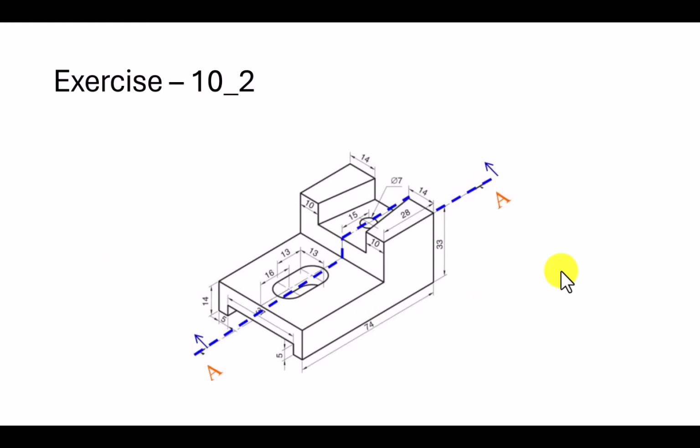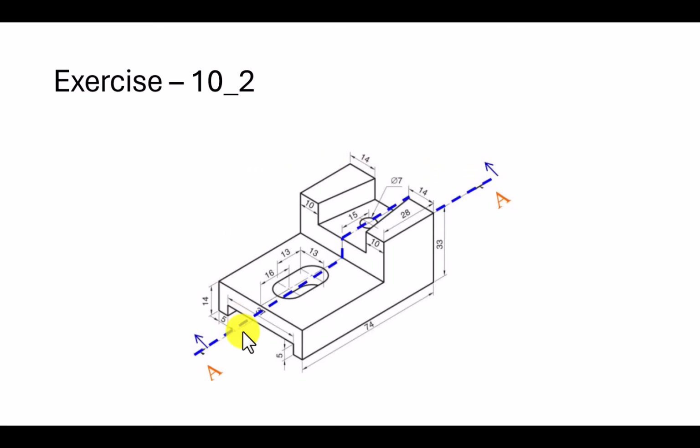In this video, we will learn how to create the orthographic projection of this particular solid. That is, we will create the three-dimensional solid and try to create the different orthographic views. While creating the orthographic views, we will create a section along the given section plane line, along the front view.